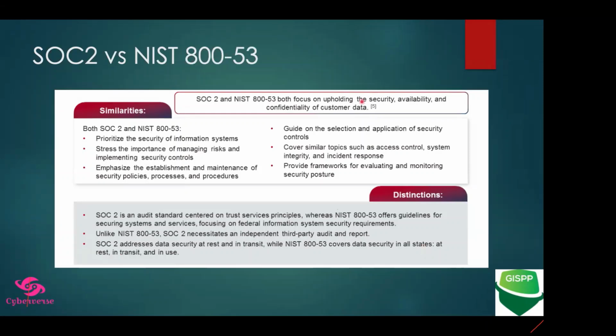And then we also have something called NIST 853, again, another guideline from NIST. Common things pretty much the same. The differences are SOC 2 is an audit standard centered on trust services principles. 853 offers guidelines for securing systems and services. SOC 2 necessitates an independent third-party auditor report. NIST के लिए you don't need to have an external party to come and do the assessment for you.